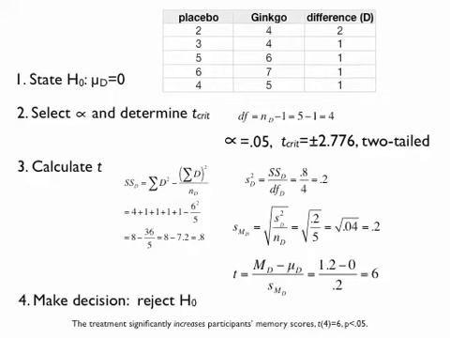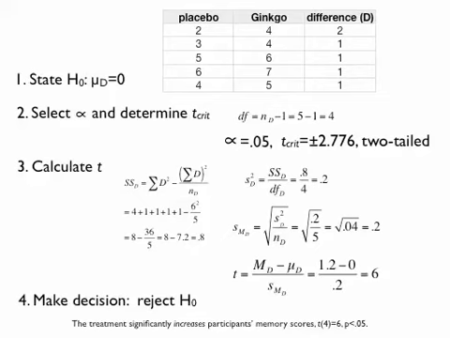We'll just plug that in here to the estimated standard error of the mean difference score. That's S sub M sub D, as the square root of 0.2 over 5, or the square root of 0.04, which is equal to 0.2. We'll use that in the denominator and find that t is equal to 6 here.